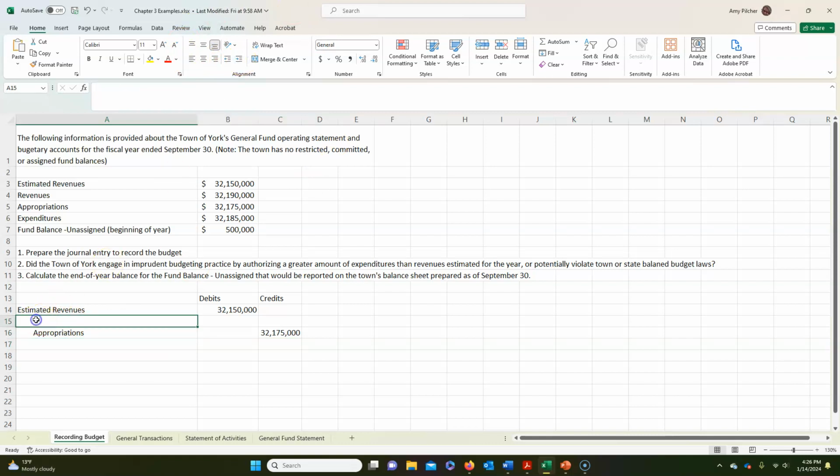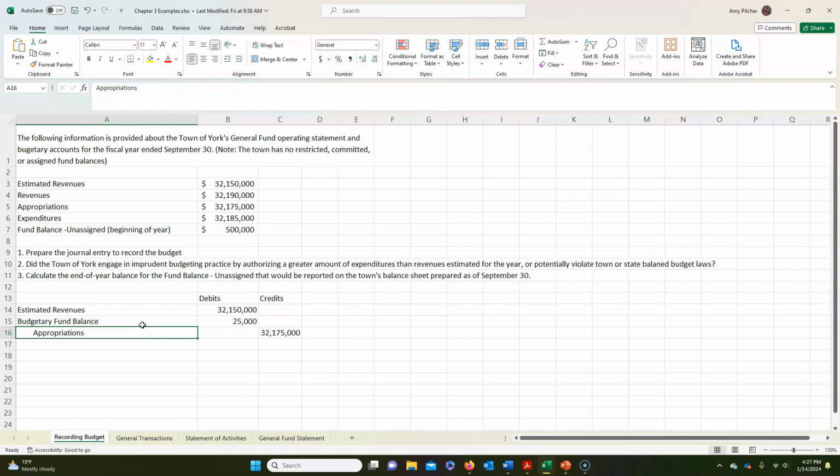Of course, debits have to equal credits. And we see that our appropriations are higher than our estimated revenues, and so we need to account for that. So we have this budgetary fund balance account to account for the fact that our budget currently overspends our estimated revenues by $25,000.